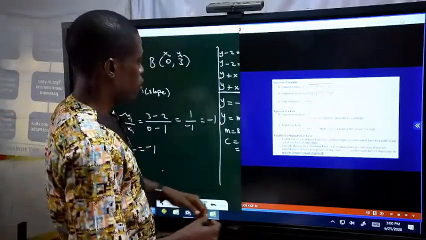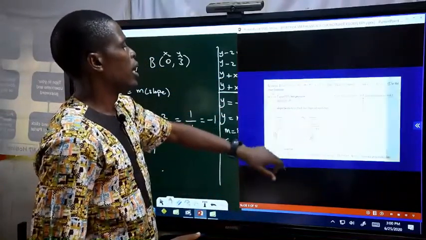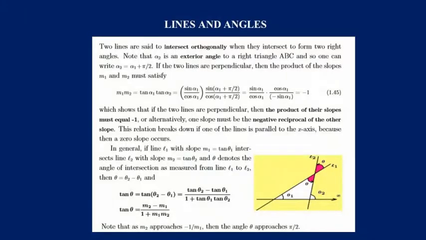Okay, so apart from distance between points, we're going to look at parallel lines and perpendicular lines. What are parallel lines? If two lines are parallel to each other, that means the lines have the same slope. But if they are perpendicular, that means they don't have the same slope. Or rather, we say that the product of their slopes or gradients is equal to -1. We are going to see how we find the equation, considering the equation of parallel lines and perpendicular lines.